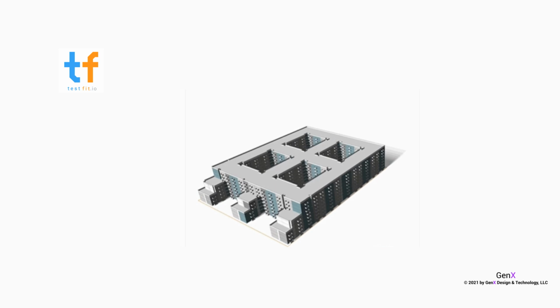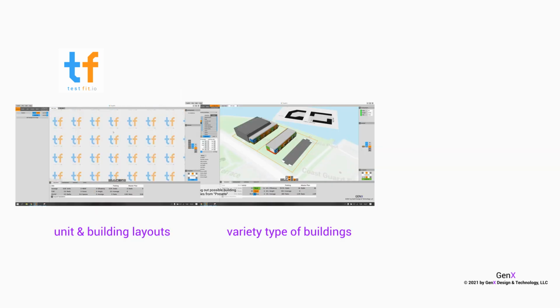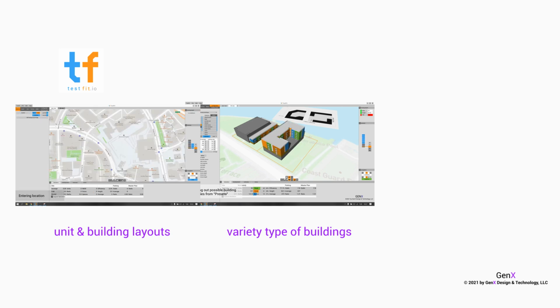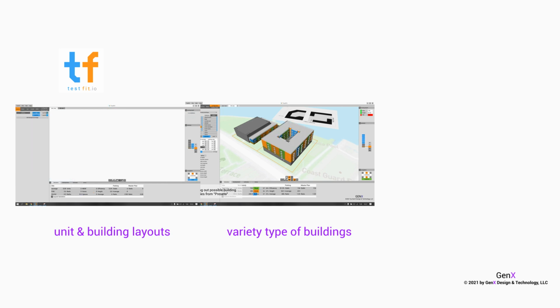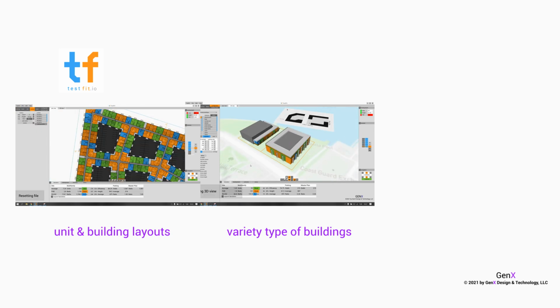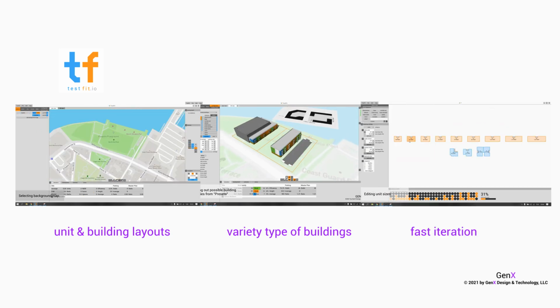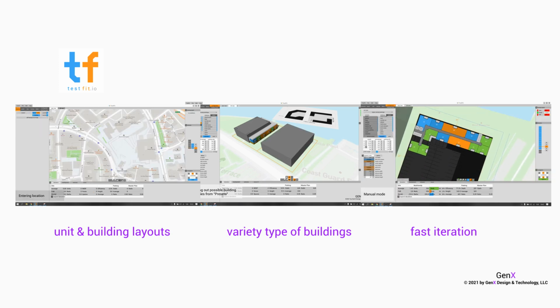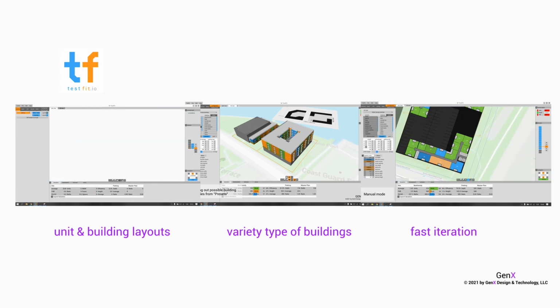Hello everyone, today I will talk about Testfit. It is able to iterate solutions for a variety of building types such as multifamily houses, hotels, industrial areas, parking or garden apartments. The building configurator of Testfit is so fast in iterating buildings.